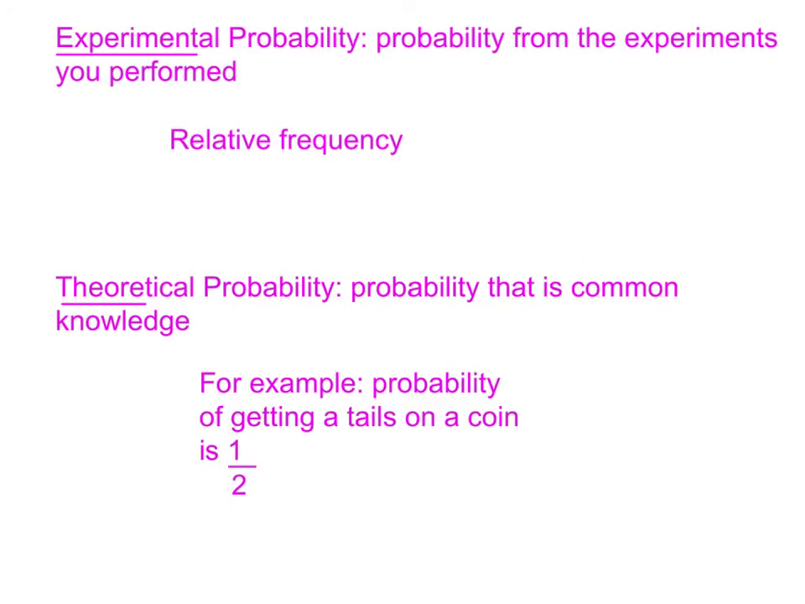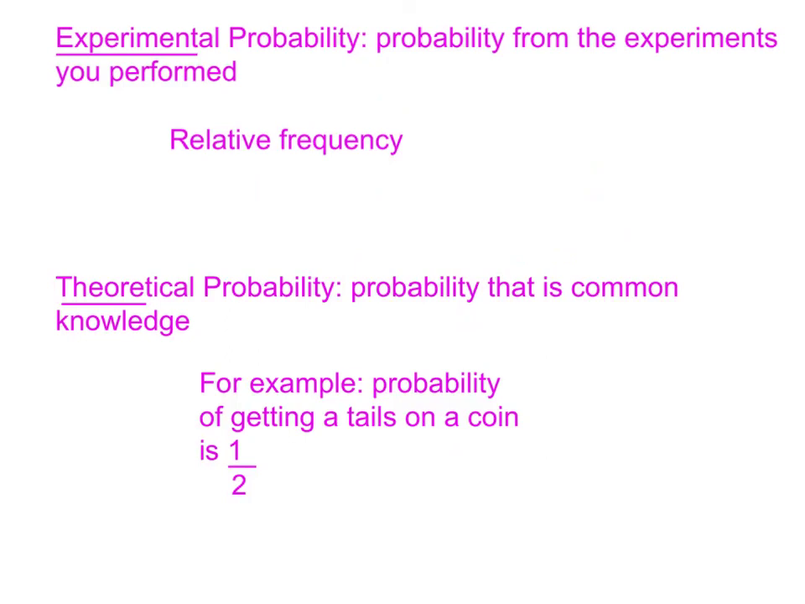There are 2 other terms that we could talk about. There is experimental probability, which is just the probability from the experiments you performed. We like to call this relative frequency: how often did something occur in the experiment that we performed. Next, another term we like to say is theoretical probability.